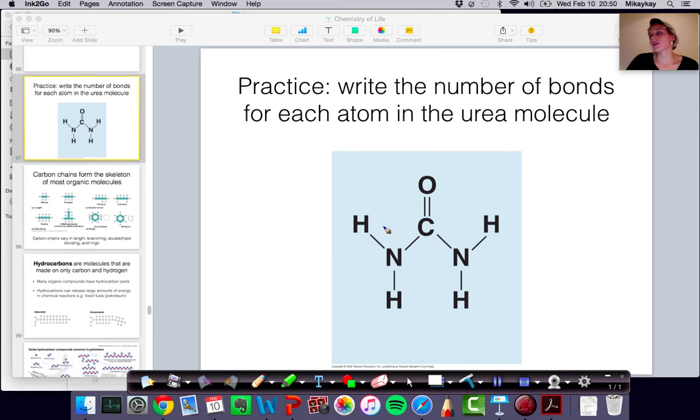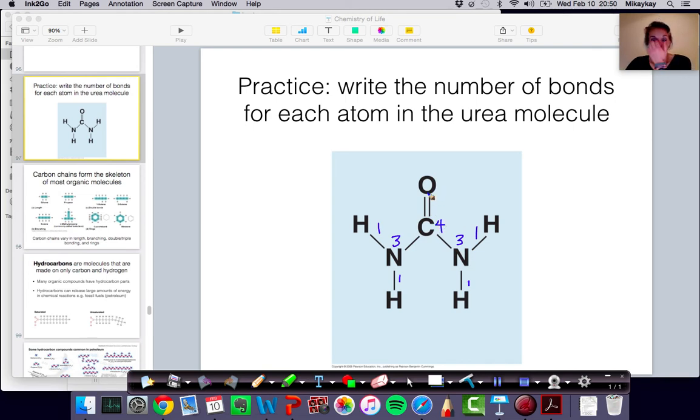And we can start with this hydrogen here. So this hydrogen has 1 bond, right? This hydrogen over here also has 1 bond. And then this hydrogen, it also has 1 bond. This hydrogen has 1 bond, right? This nitrogen has 1, 2, 3 bonds. This nitrogen has 1, 2, 3 bonds. This carbon has 1, 2, 3, 4 bonds.